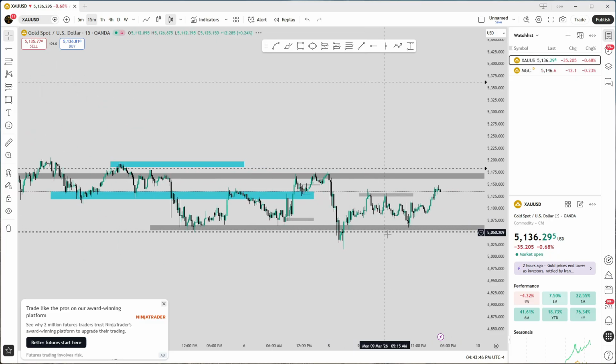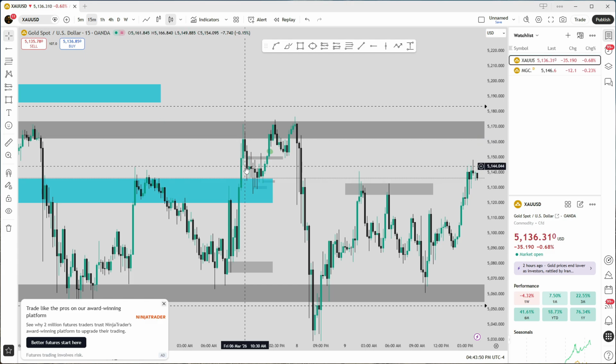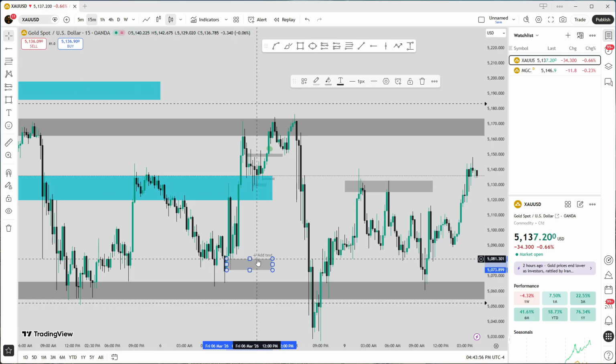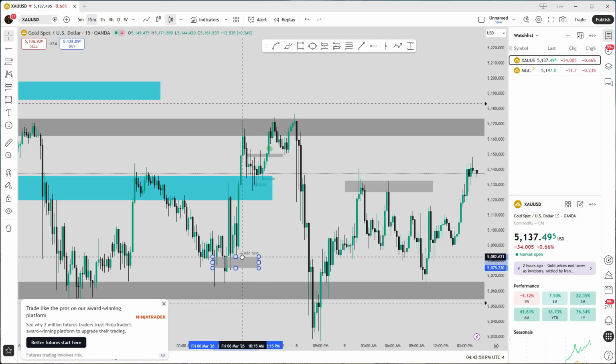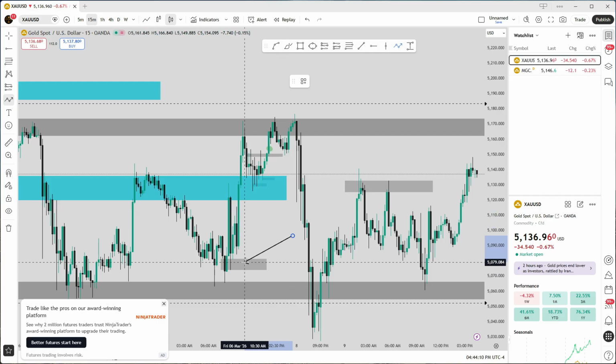Let's go down to the 15. Price broke out, and then it came back to that level again to create a higher low. Notice this gray line here. This is a low here, and price came back to that blue zone to create a higher low, because this low is higher than this low, right? Good.